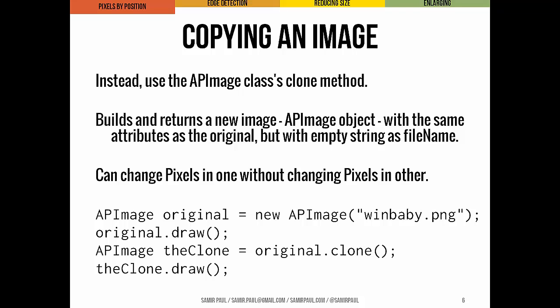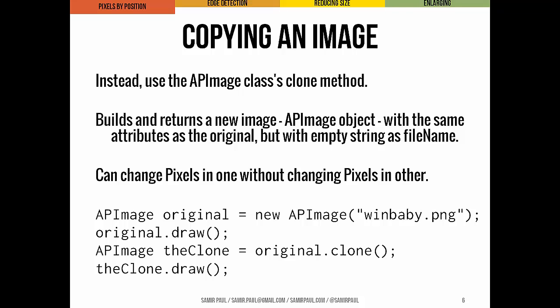So the AP image class includes a clone method for creating copies. That way we can avoid that problem of just adding a second name rather than an entirely different image object. The method clone builds and returns a new image with all the same attributes as the original one, but it has an empty string as the file name. That means that the 2 images are completely independent of each other, and changes to the pixels in one image have no impact on the pixels in the same positions in the other image.